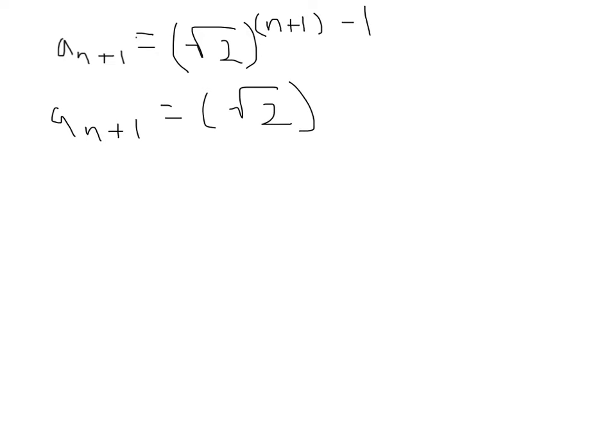First, before we find the limit, we need to find a sub n plus 1. To do this, we substitute the quantity n plus 1 for every n in our sequence. Therefore, we get the square root of 2 to the n plus 1 minus 1. Simplifying this, we get the square root of 2 to the n.